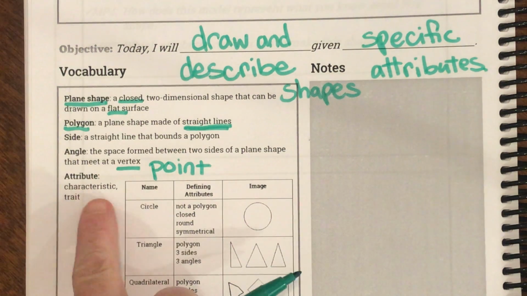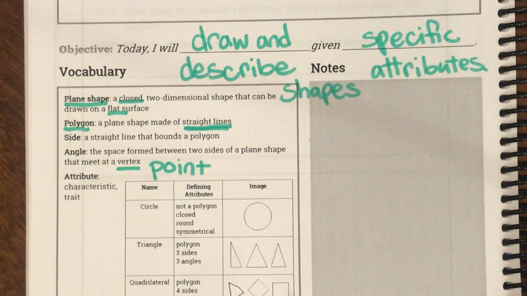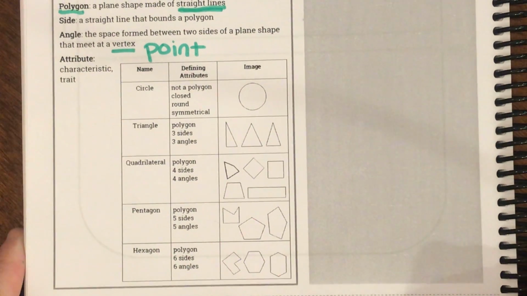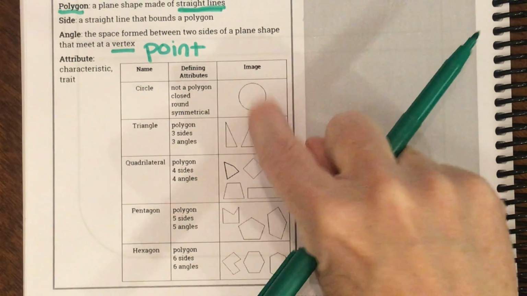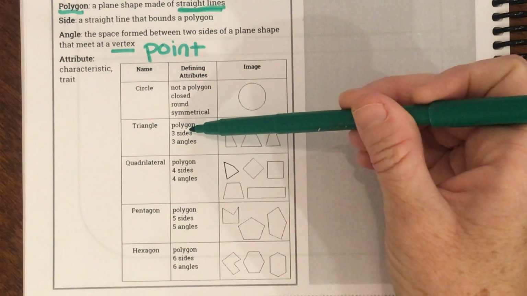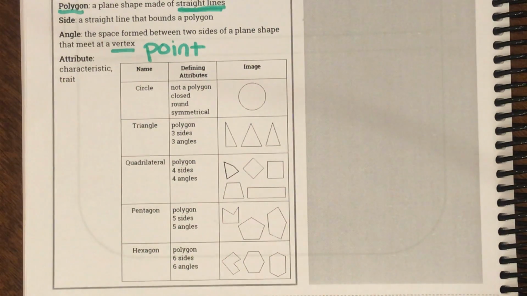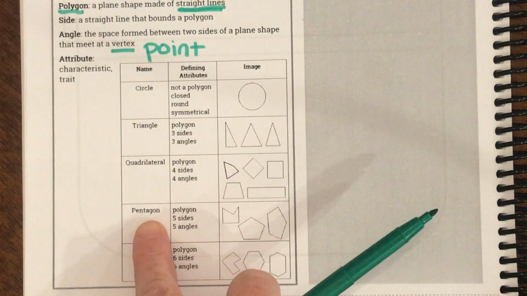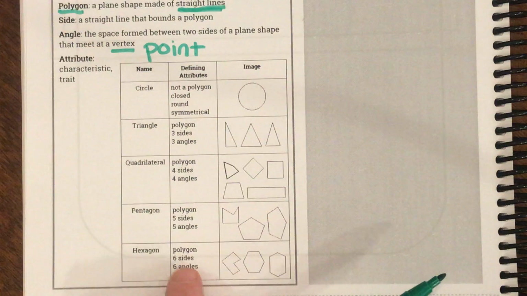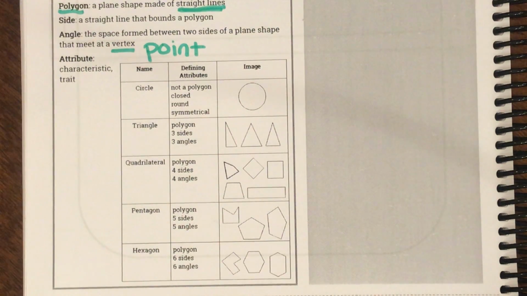An attribute, boys and girls, is a characteristic or a trait. It's what makes a shape a shape. So here are our shapes that we've talked about. Our first one is not a polygon. A circle is not a polygon because remember, a polygon needed straight lines, and there's no straight lines here. Our second one is a triangle, and it is a polygon because it has three sides and three angles. Those are just some different examples of different types of triangles. Then we have a quadrilateral, which is four sides and four angles. A pentagon has five sides and five angles, and a hexagon has six sides and six angles. So we're going to use this to help us. But remember, we are going to need to memorize how many sides and angles each shape has.